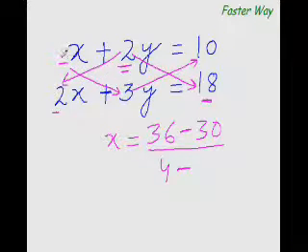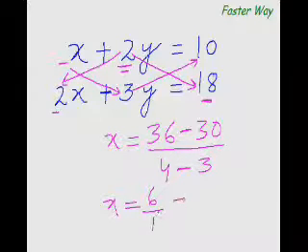So there is no number there, so it is 1. So 1 times 3 is 3, isn't it? So the answer is 36 minus 30 is 6, and 4 minus 3 is 1. 6 over 1 is nothing but 6. So x equal to 6.